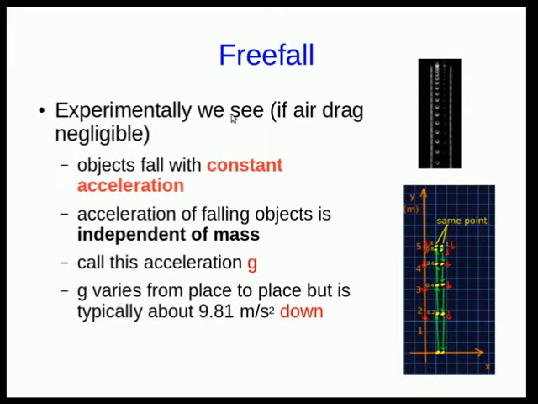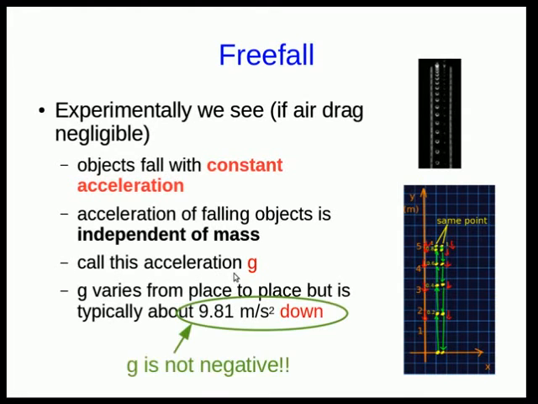So as long as we're on the topic of a ball being thrown up, this is what we call free fall. Whenever something is acting only under the influence of gravity, that's free fall. And we'll look into it in much more detail later. But for now, if air drag is negligible, so if we can ignore any drag forces, then we observe experimentally that objects fall with a constant acceleration, not constant velocity, constant acceleration. And that acceleration is independent of the mass of the objects. We call that acceleration g. And it actually varies a bit from place to place, but is typically around 9.81 meters per second squared down.